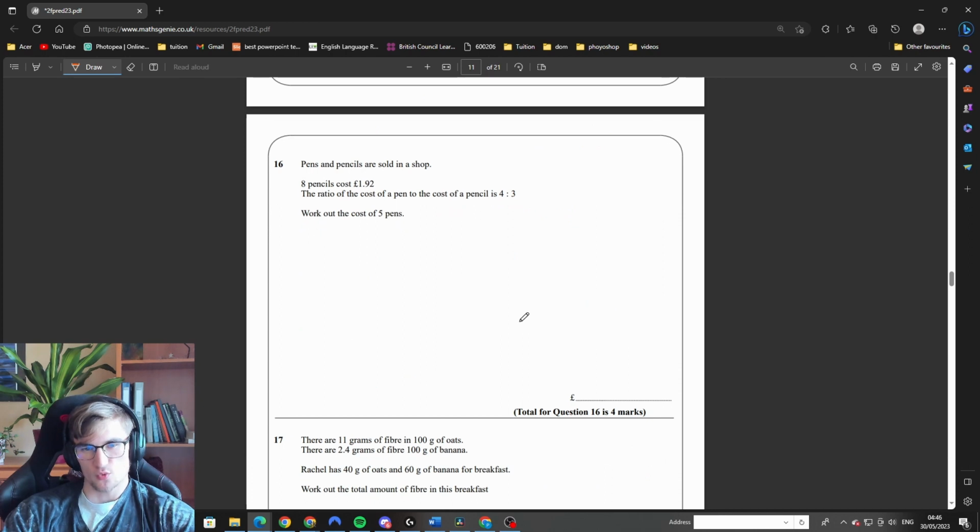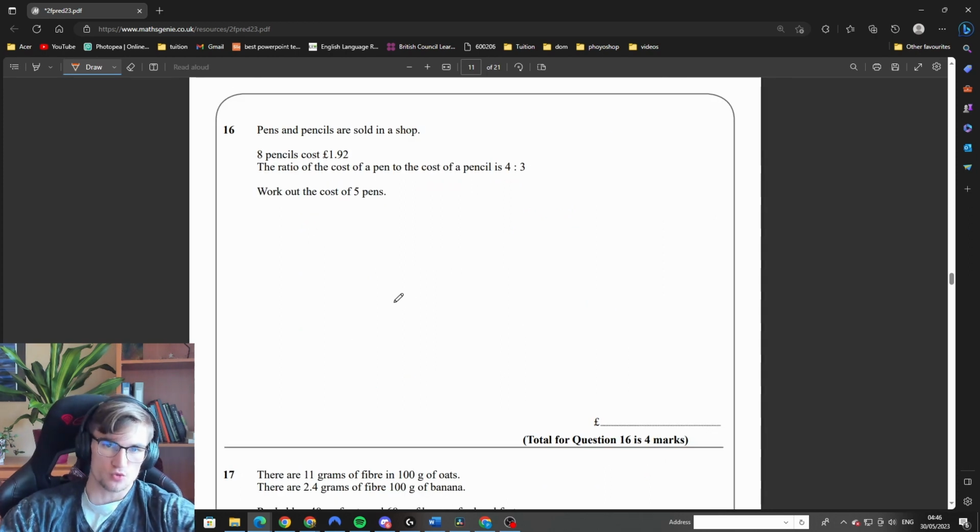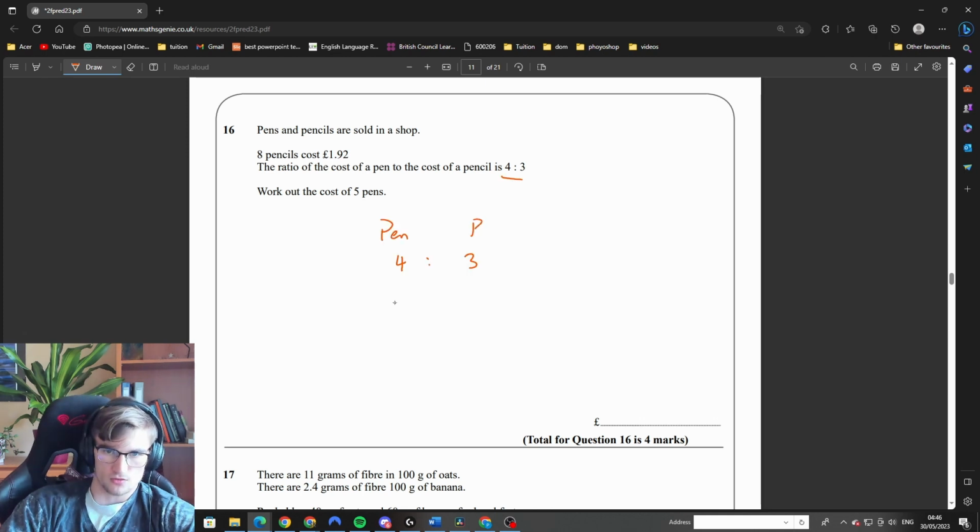Pens and pencils are sold in a shop. 8 pencils cost £1.92. The ratio of the cost of a pen to the cost of a pencil is 4 to 3. Work out the cost of 5 pens. Pens. These are my pencils. So I got 4 pens, 1.